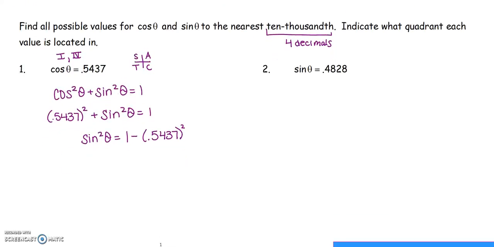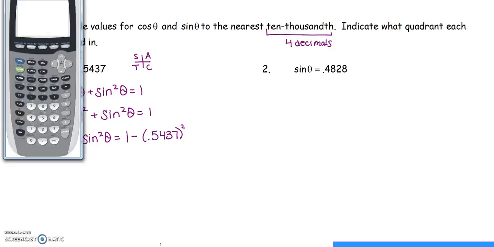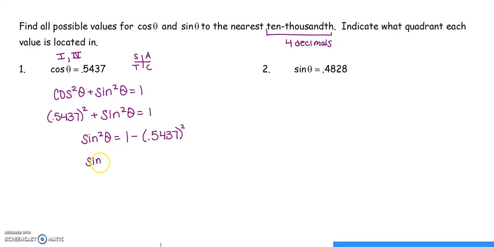Now, I'm going to write out each of these steps. We're going to do that just once, and in the future we'll just punch it into our calculators. So I'm going to punch in 1 minus the quantity 0.5437, all of that squared. And notice that I get 0.70439031. I'm going to write out all of that. And again, you won't be doing this in the future. This is just for note-taking purposes.